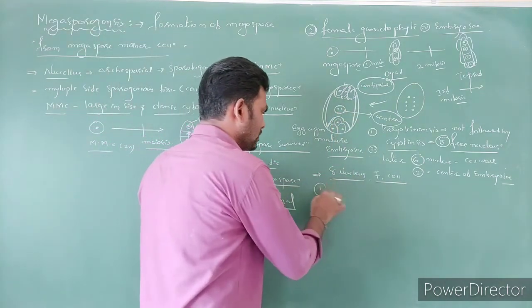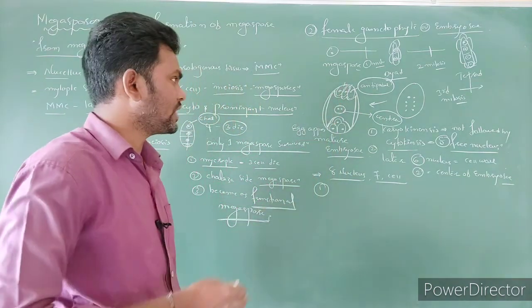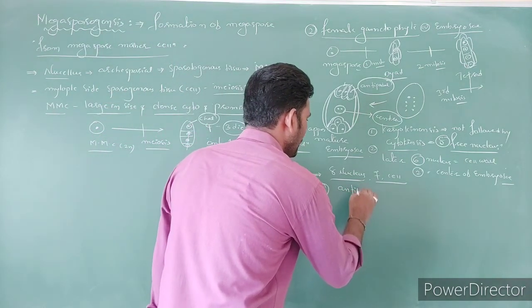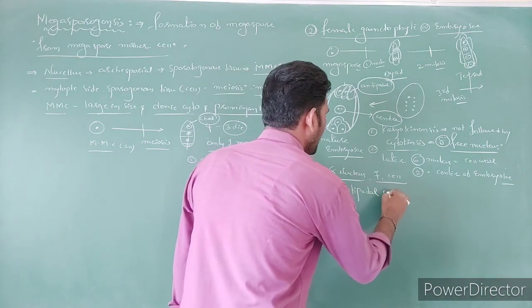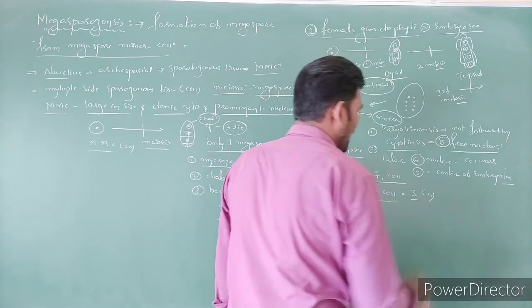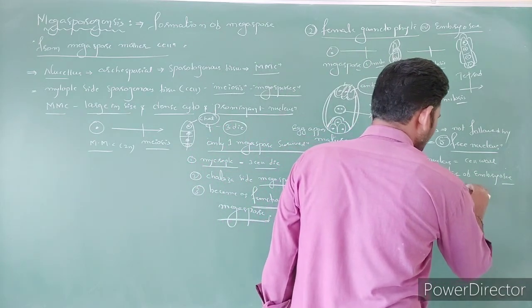And here the 3 cells which settle at the chalazal side, such cells we call what? Antipodal cells. How many cells? 3 cells. Are they haploid? Haploid. Where are they present? Towards the chalazal side.